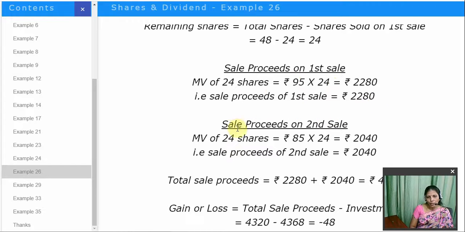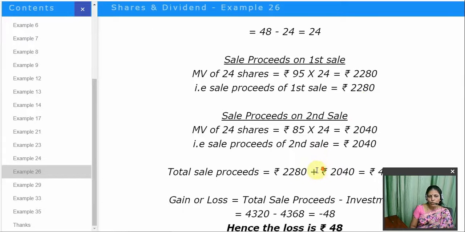Right. Now the sale proceed on the second sale. Second time he is selling 24 shares. The remaining 24 shares he is selling in the market, when the market value goes down, by the time he is selling. So market value of 24 shares is equal to 85, the market value per share, into 24, is equal to 2040. So first time this is his sale proceed, and second time this is his sale proceed.